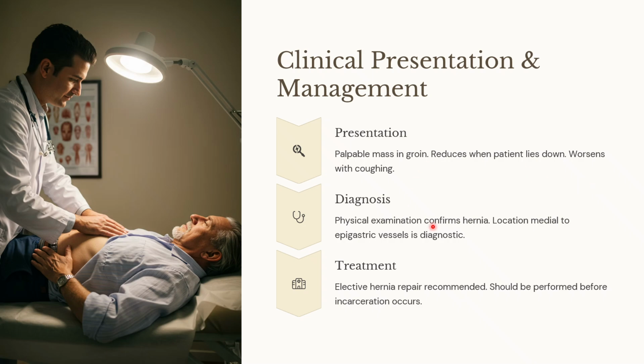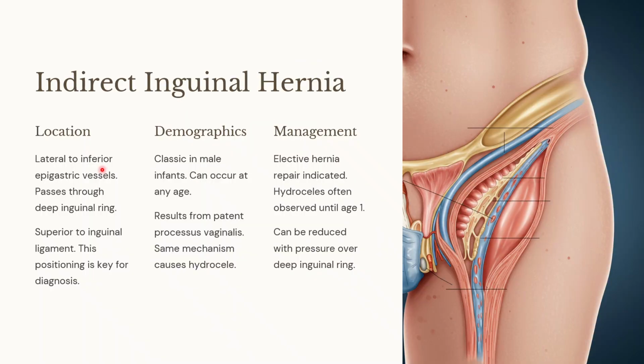The physical examination will confirm the hernia and the location will be medial to the epigastric vessels. Elective hernia repair is recommended unless strangulation or incarceration happens, because if there is strangulation or incarceration, that means the part of the content which has herniated, say for example colon or any other, that part's blood supply is compromised. Therefore immediate surgery should be performed, but elective hernia repair is generally recommended. What about indirect inguinal hernia?